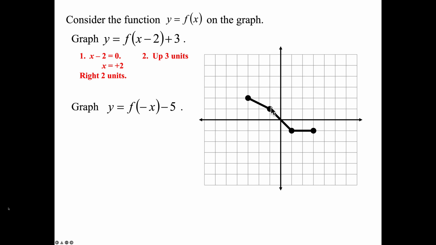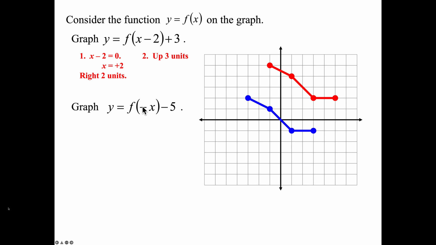So here's my graph. We're going to take these points and go 2 to the right. There's 2 to the right, and then up 3. And there's my new graph. Each point, 2 to the right, up 3. There's my graph.